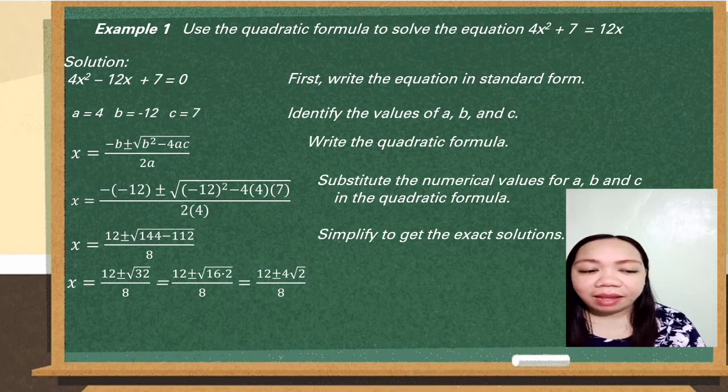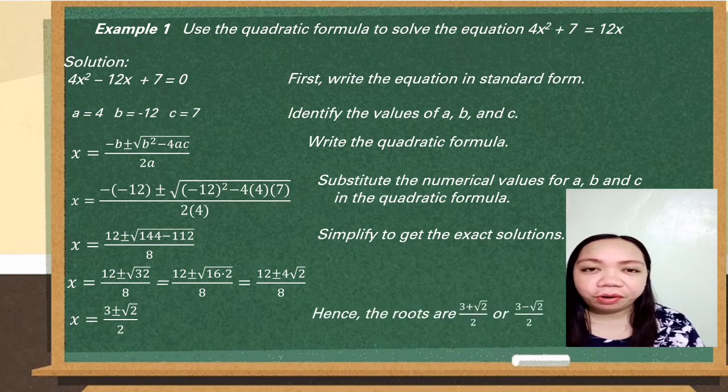So we'll have x equals 12 plus 4 square root of 2 all over 8. But we can still simplify this since 12 over 8 and 4 over 8 can be divided by 4. Hence, the roots are 3 plus square root of 2 over 2 or 3 minus square root of 2 all over 2.